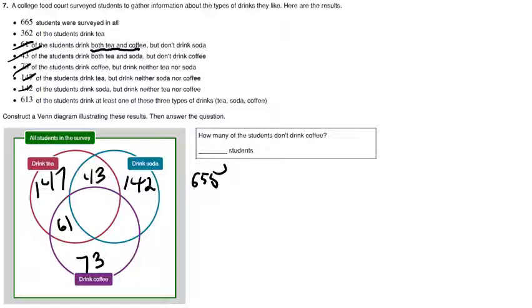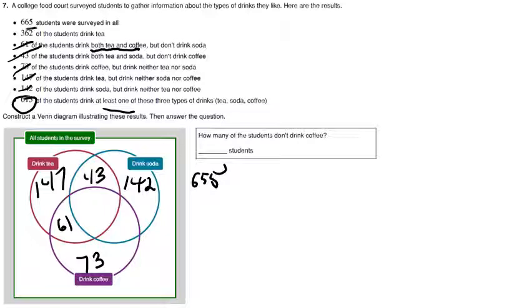Now, 613 people drink at least one of these 3 types. Okay? You're in one of these 3 circles. The problem is we have 2 regions that need to be filled in. This 613 we cannot work with yet. They drink at least one of them. If they drink at least one of them, they're in one of the 3 circles. The problem is there are 2 regions left over. So we can't break up the number properly.